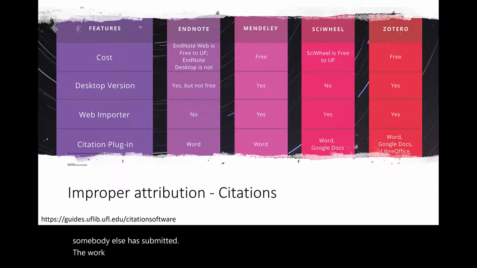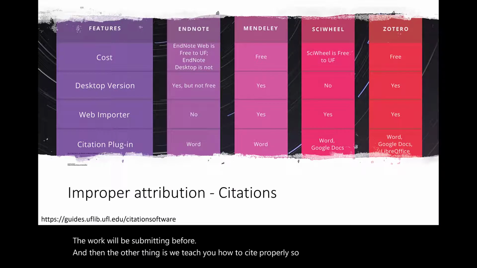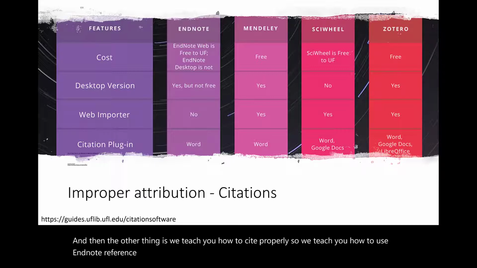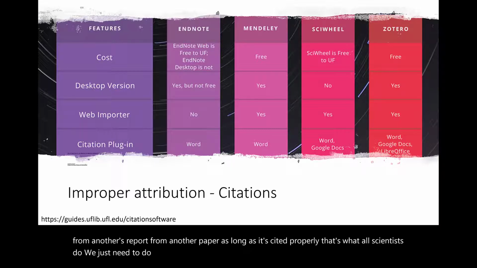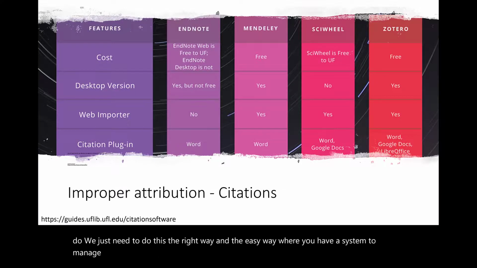And then the other thing is we teach you how to cite properly. We teach you how to use EndNote reference management software where you can cite. So if you're using information from another's report, from another paper, as long as it's cited properly, that's what all scientists do. You just need to do it the right way and the easy way, where you have a system to manage your references and cite them properly.